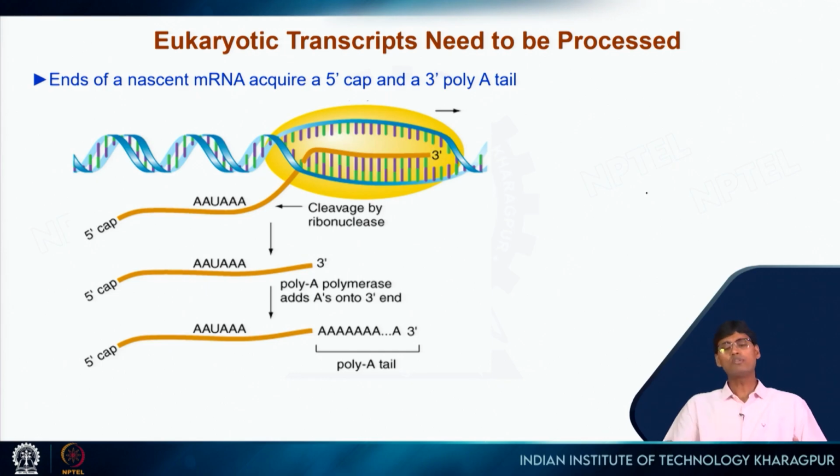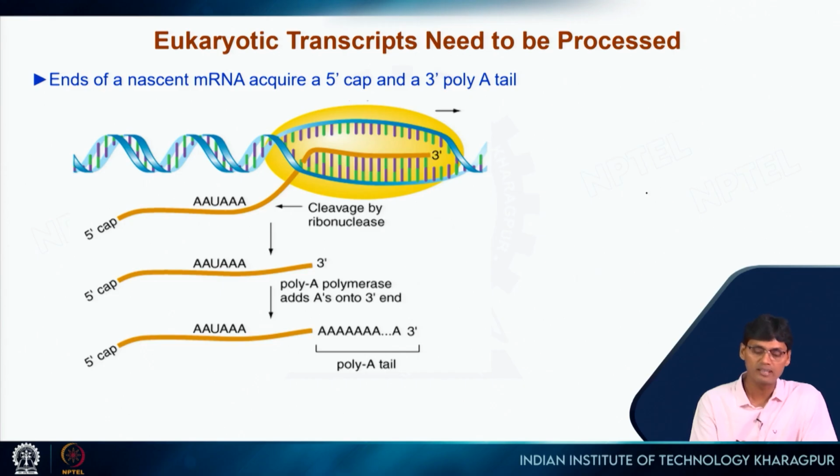Now, in eukaryotes, the overall mechanism, like I always say, the fundamental mechanism is same, but with a little bit of variation. In eukaryotes, we have some more complexities, that's all. So, as you can see here, eukaryotic transcripts need to be processed. Transcripts means the RNA, particularly here we are considering mRNA.